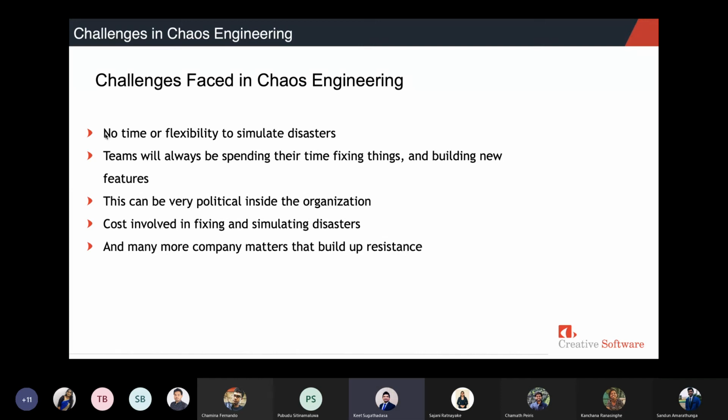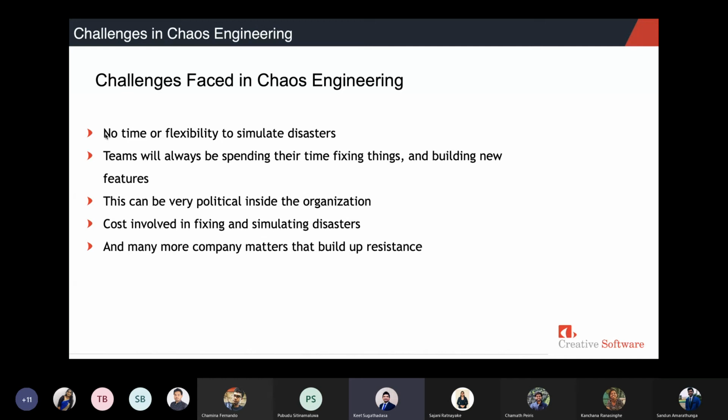And then teams will always be spending their time fixing things and building new features. So these are the questions that people ask: do we need to keep on fixing things or building new features? Or, if this happens every 10 minutes, that means we can see failures every 10 minutes. Should the developers start just fixing reliability and not features? These are some challenging decisions that people have to take.